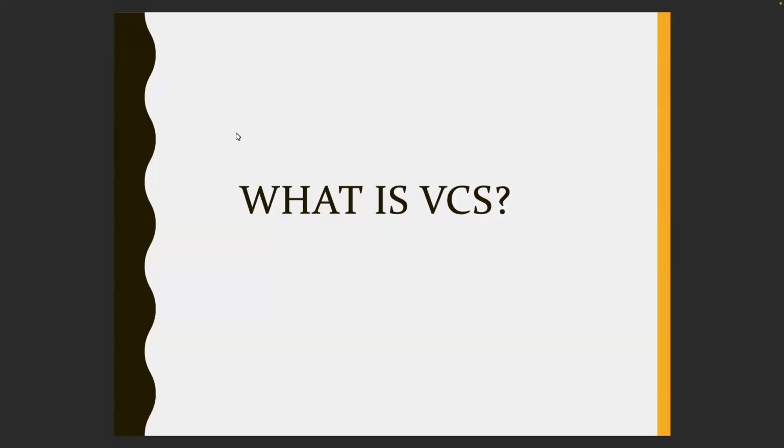Today we'll begin with the first tool in our course, which is Git, a version control system. So let's learn about what a version control system is, why we need a version control system, where we use it, the architecture and so on. So let's get started. First, let's begin with what is a version control system.